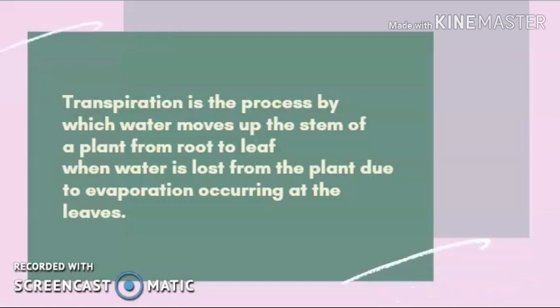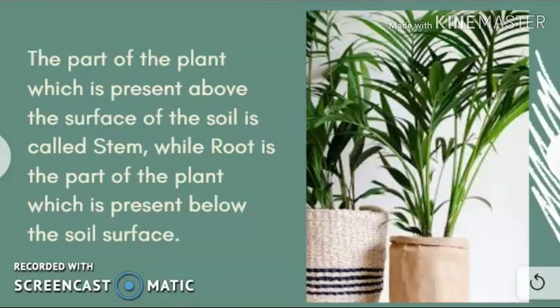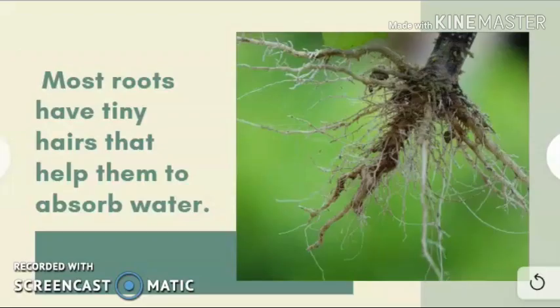The two important parts responsible for transpiration are the roots and the stem. The part of the plant which is present above the surface of the soil is called the stem, while the root is the part of the plant which is present below the soil surface. Let's take a closer look at roots. Most roots have tiny hairs that help them to absorb more water.